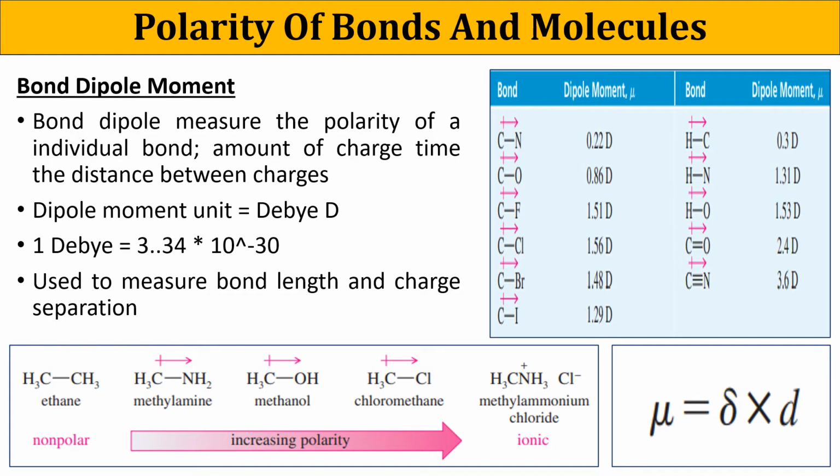We are going to start from polarity of bonds and molecules. Polarity of bonds and molecules. First, we're going to discuss bond dipole moments. Bond polarities can range from non-polar covalent through polar covalent to totally ionic.